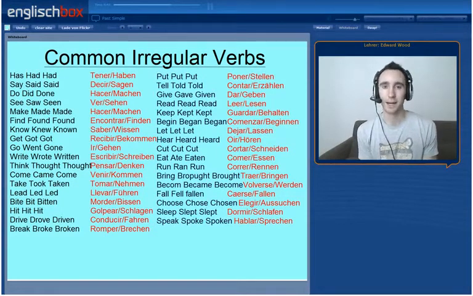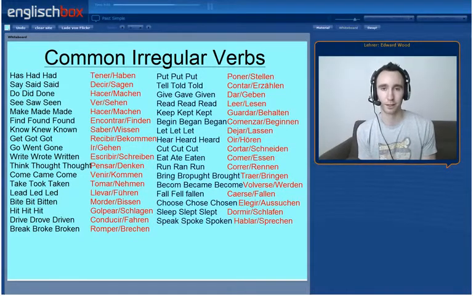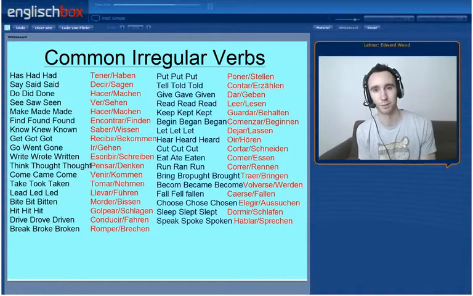Unfortunately, there are many irregular verbs in English. If you look at the slide in front of you now, you'll see some of the most common irregular verbs, with translations into Spanish and German. So if you're Spanish or German, these will help you. If you're not, then you can learn a little bit of Spanish and German at the same time.